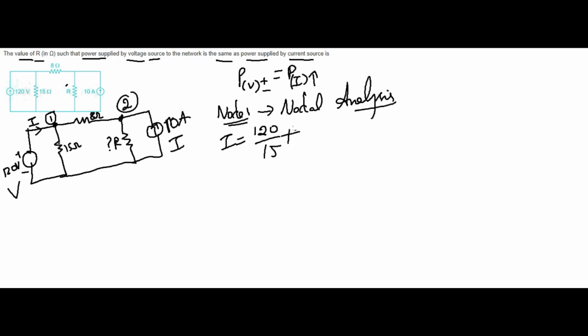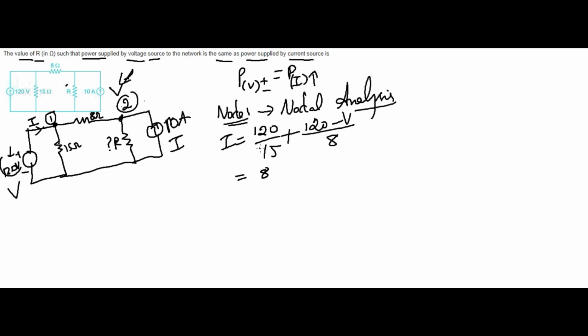Then plus, listen to me, this voltage you have to subtract from this voltage, because here I is flowing, and this I means here V should be flowing. So you have to eliminate this voltage from this voltage. So that means 120 minus V divided by the resistor in between, 120 and V, which is 8, is it right? So you have to place 8.